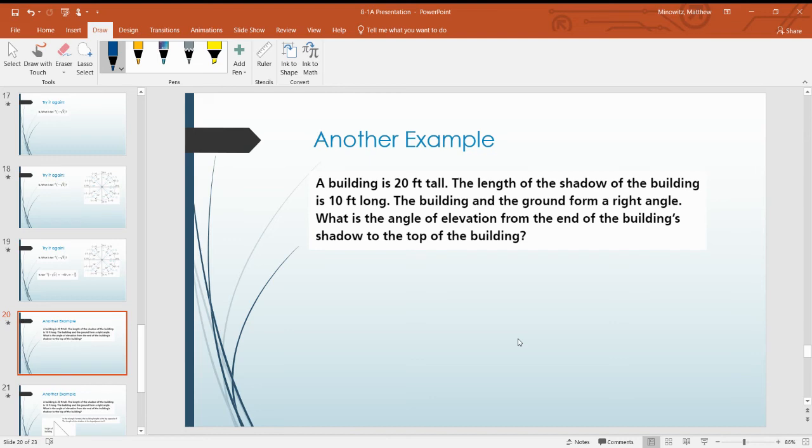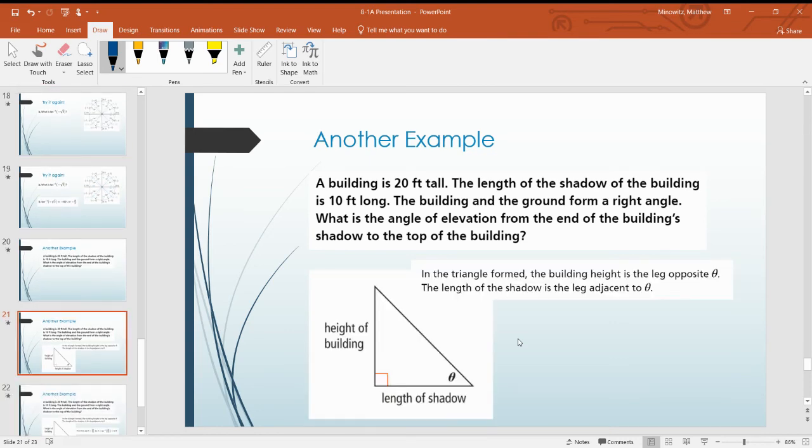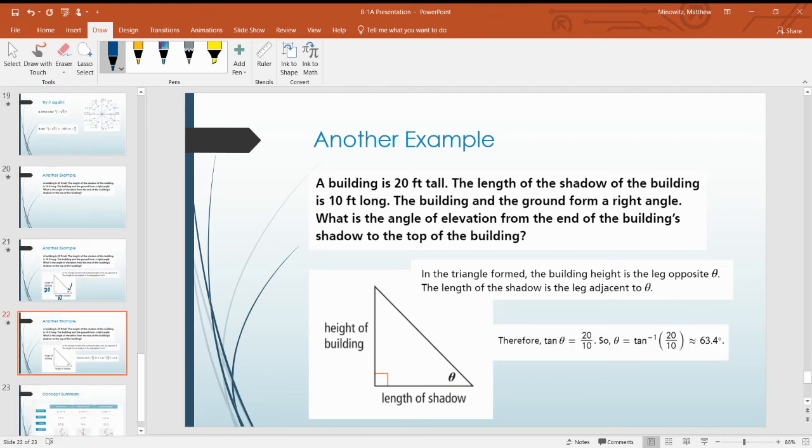Okay, let's check how you did. We've got this triangle, we have the shadow on the ground and the height of the building, and it tells us that the building is 20 feet tall, and the shadow is 10 feet long. It wants the angle of elevation down here, so we can set up a ratio. I have opposite and adjacent, so I'm going to use the tangent ratio. If I ever get a problem like this, to undo tangent, I use the inverse tangent. So I use the inverse tangent of opposite over adjacent, which is 20 over 10, and get 63.4 degrees.